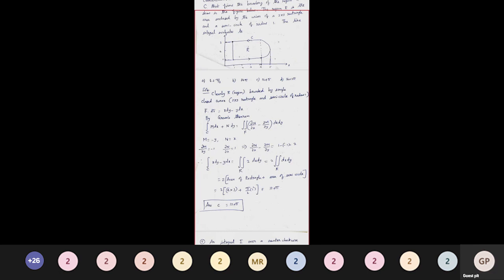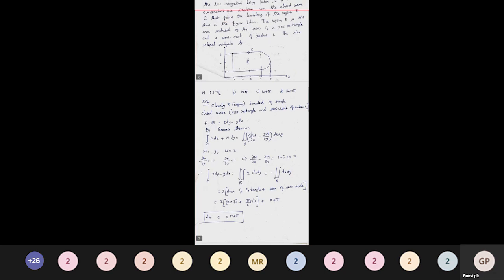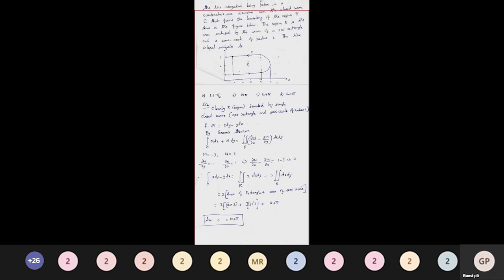So it is 2 times the area of the rectangle, with length 2 and breadth 3, so 2 into 3, plus the area of the semicircle. We know that the area of a semicircle is pi r square by 2, so pi by 2 into r square, where r is 1, so pi by 2 into 1 square. When you simplify, you get 2 into 6 plus pi by 2. Let us take the LCM: 2 times 12 plus pi by 2. The 2 and 1 by 2 cancel, so your answer is 12 plus pi. Therefore, the answer for the given line integration is 12 plus pi, which is option C.